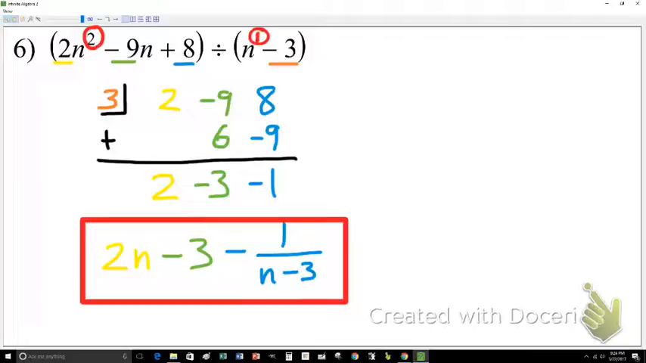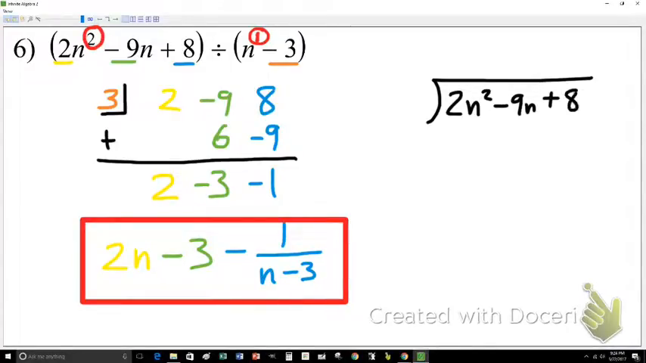Let's go ahead and do long division on the same polynomial. So with long division, we should get the same answer. Let's check this out here. We draw our division sign, and we place our trinomial inside of it. So we have 2n squared minus 9n plus 8.